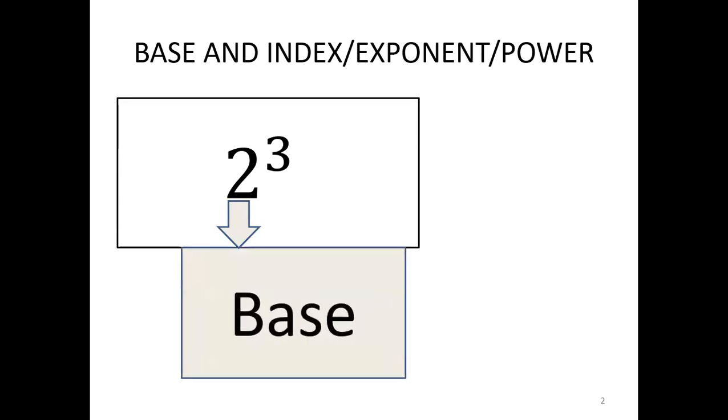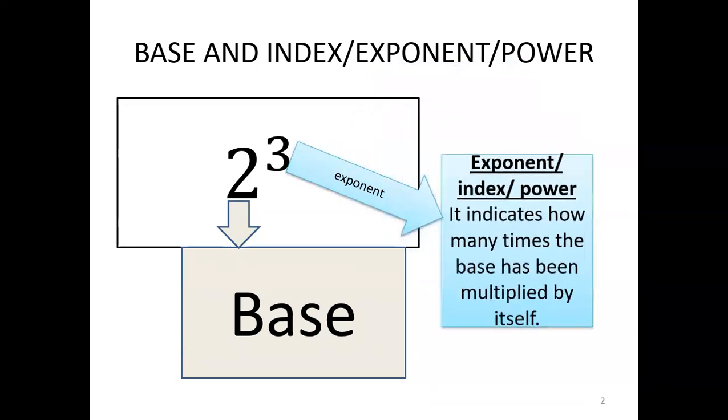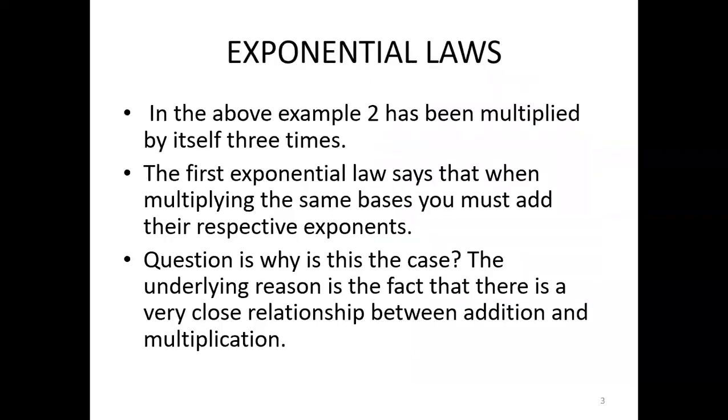When it comes to exponents, it's all about recognizing the base and the exponent. If you are given a power like the one given to you right now, that 2 we call the base, and the 3 will be called an exponent or index. Some call it power. Note that the exponent tells you how many times a base has been multiplied by itself. In this example, you will note that 2 has been multiplied by itself 3 times.